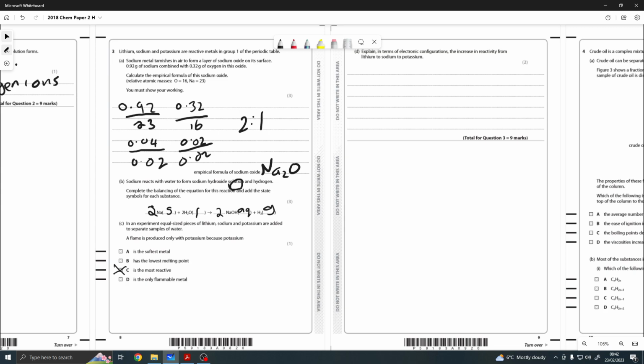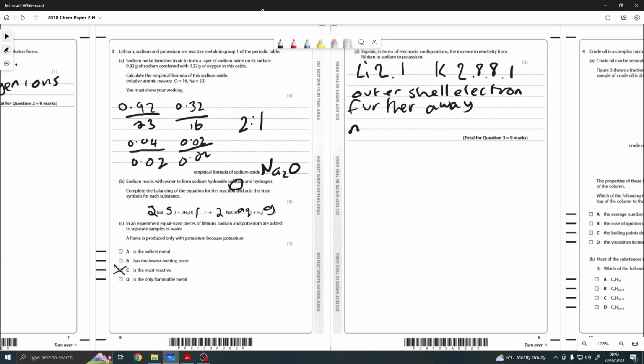Explain, in terms of electron configuration, the increase in reactivity from lithium to sodium to potassium. Okay, so as you go from lithium, which is 2.1, to potassium, which is 2.8.8.1, the outer shell electron gets further away. Outer shell electron further away. Okay, that means it's more easily lost. Remember, you're trying to lose one. It's more easily lost. Group 7, of course, would be the opposite, but this is asking you about group 1.